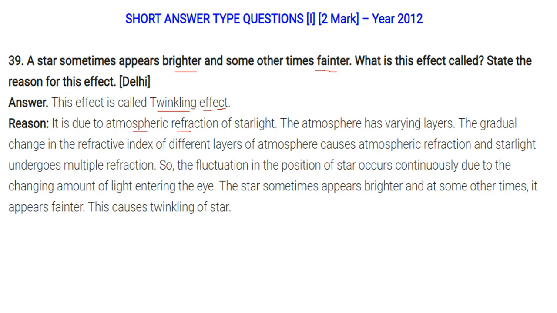The atmosphere has different layers, and the gradual change in the refractive index of different layers of atmosphere causes atmospheric refraction. The starlight undergoes multiple refraction when it passes from denser to rarer medium, or rarer to denser, as it comes down. So the fluctuation in the position of the star occurs continuously due to the changing amount of light entering the eye. So the star sometimes appears brighter, and at other times fainter, and this causes twinkling of a star.